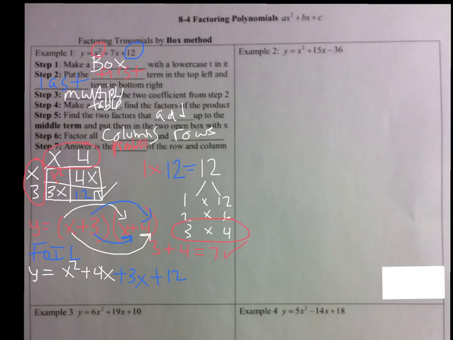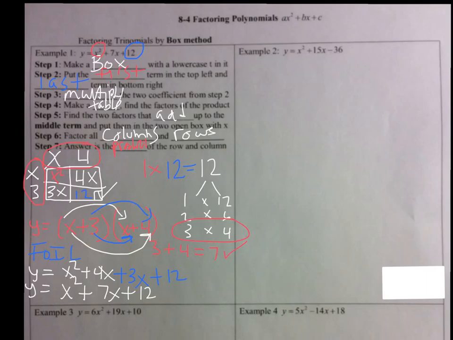So if we simplify this or combine like terms, we will get y is equal to x squared plus 4x plus 3x is 7x plus 12. And as you can see, our answer here is the same as our answer as we started. So that just means that when we completely FOIL down here, we are correct. So this is our most simplified form when we FOIL.